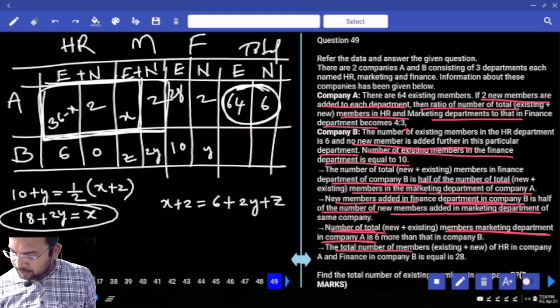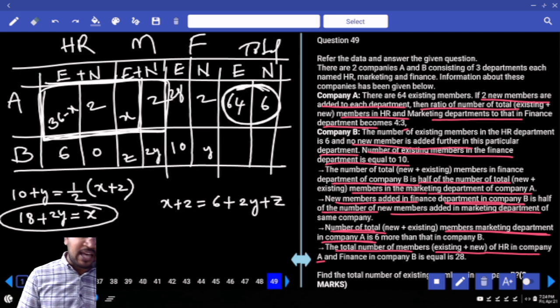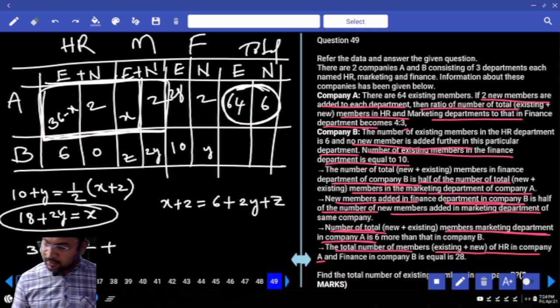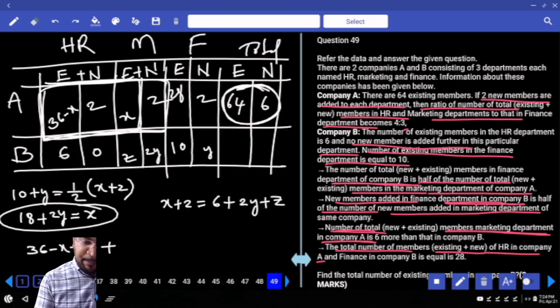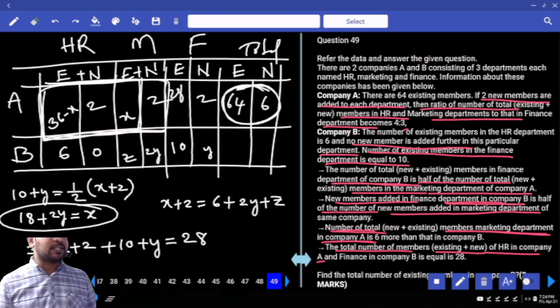Next, any other value? The total members, existing plus new, of HR in company A. Company A HR is how much? 36 minus (X plus 2), plus finance in company B. Finance in company B is 10 plus Y. That is equal to total. How much is the total? 28. Are you clear? So HR in A plus finance in B, total existing plus new, is 28.